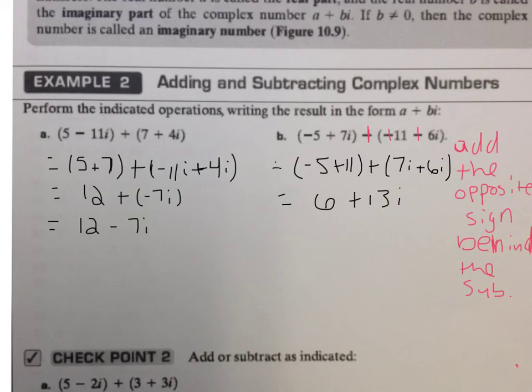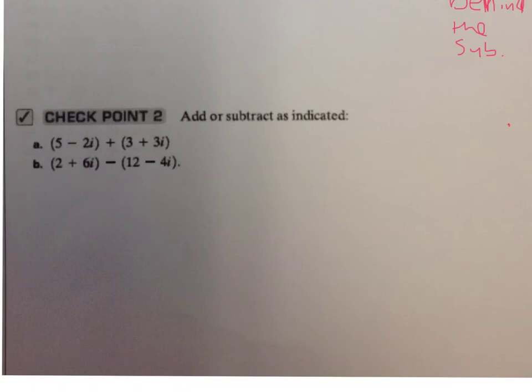Pause here, try your checkpoints. When you come back, I'll give you the answers. All right, the answer to checkpoint 2A is 8 plus i. If you get one i, it's the same as i, just like with the variable. And the answer to checkpoint B is negative 10 plus 10i.